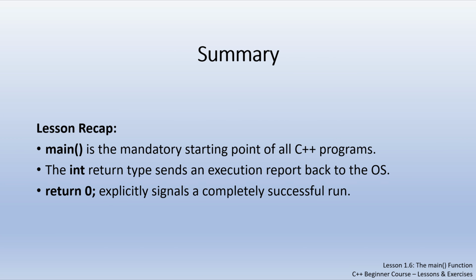Let's recap the core theoretical concepts we covered today. Remember, main is the absolute entry point of every C++ program. It defines exactly where execution starts and finishes. The int type sends a numerical status update back to your operating system, and using return 0 tells your computer that the program completed successfully without errors. Now that you understand how a program is structured, we are ready for the next step.